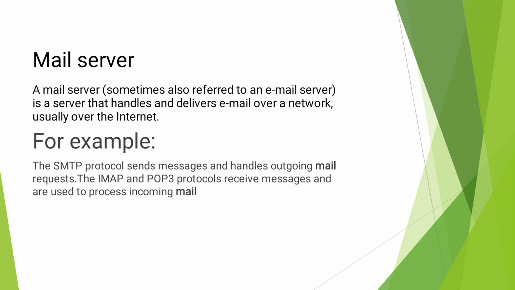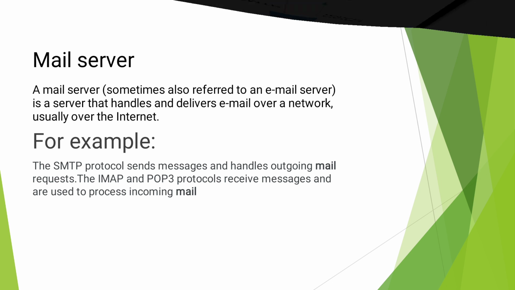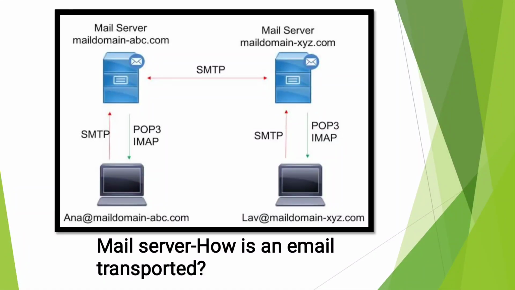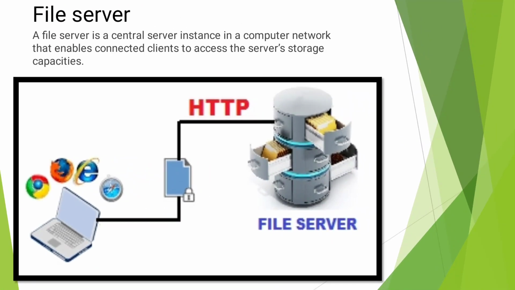The SMTP, the abbreviation of Simple Mail Transfer Protocol, sends messages and handles outgoing mail requests. The IMAP, the abbreviation of Internet Message Access Protocol, and POP3, Post Office Protocol, receive messages and are used to process incoming mail. Here we have a question: how is an email transported? So the answer is given in the diagram. Next, I'll discuss the next type of server operating system, which is file server.